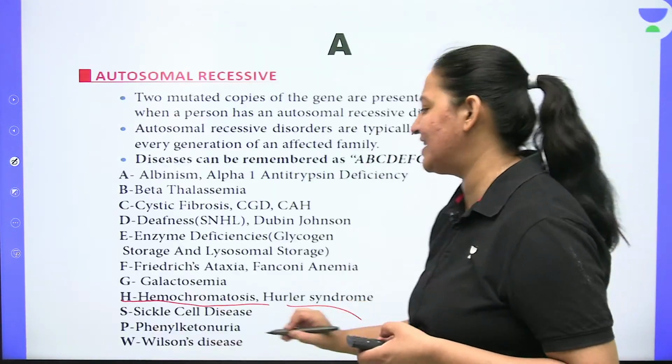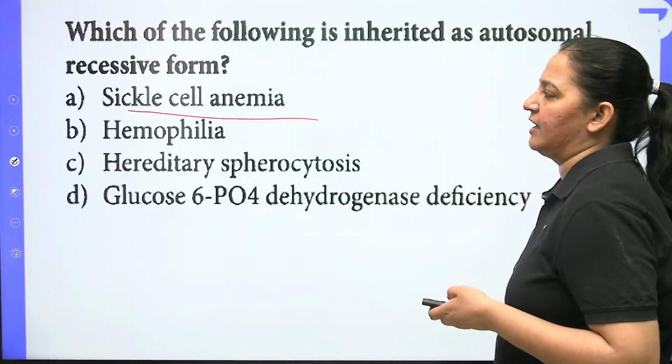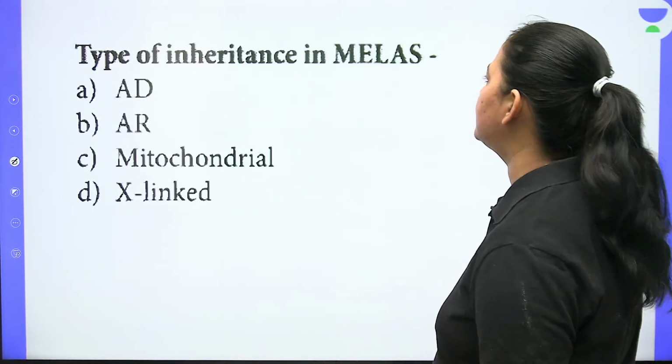Go with sickle cell anemia. SPW's S is surely sickle cell anemia. So you should go with sickle cell anemia. So give me a thumbs up if you got it. Give me a thumbs up. So this is how you have to apply these mnemonics.